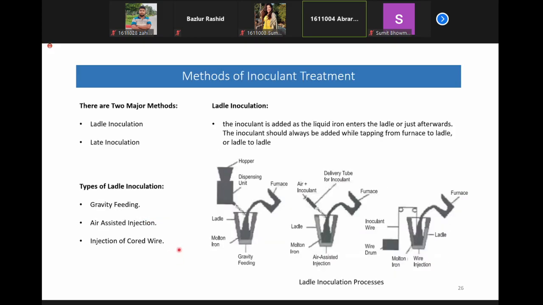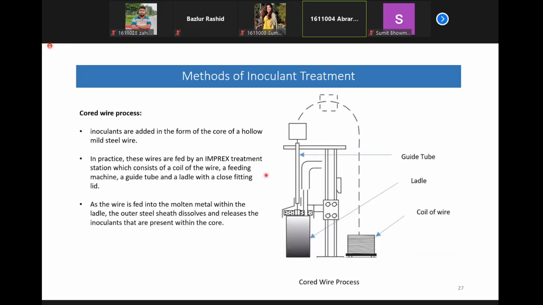Now, there are basically two major methods of adding these inoculants into the melt: ladle inoculation and late inoculation. For ladle inoculation, we put the inoculants in as the liquid metal is entering the ladle, and this might be from a furnace into the ladle, or from another ladle into the current ladle. This can be done with different mechanisms like gravity feeding, air-assisted injection, or cored wire methods. For gravity feeding, the hopper is placed above and the action of gravity feeds the inoculant into the stream. Air inoculation uses an air blow, and the cored wire method we can talk about in a little more detail.